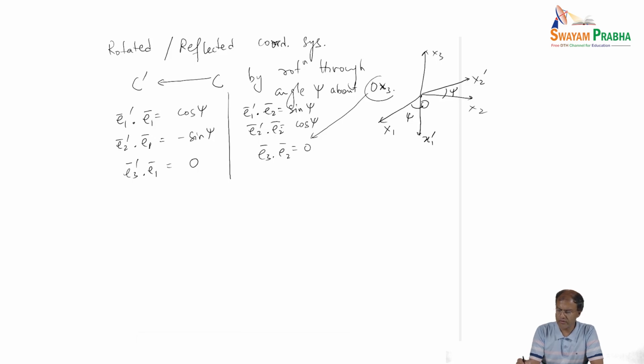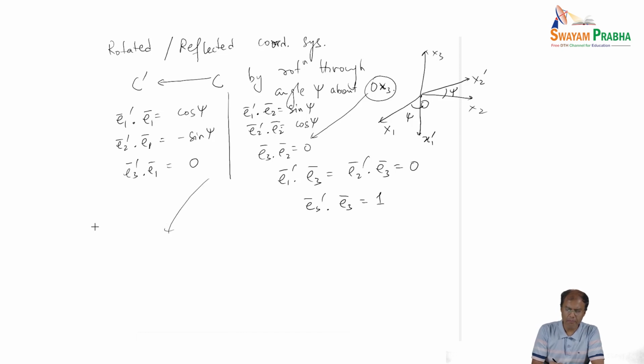since the OX3 axis is not going to change with this planar rotation, we see that E1' with E3 is 0, E2' with E3 is 0, and E3' with E3 is 1 because the E3 axis never changes.